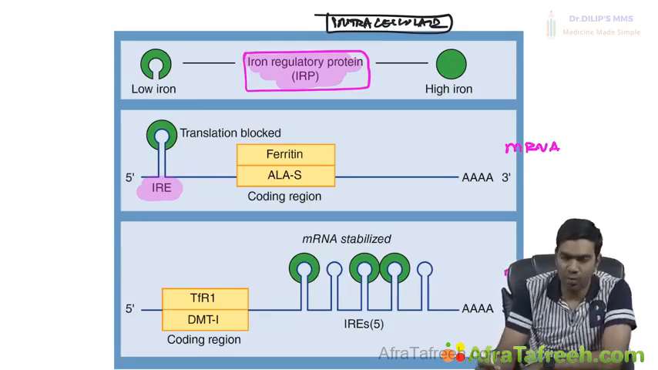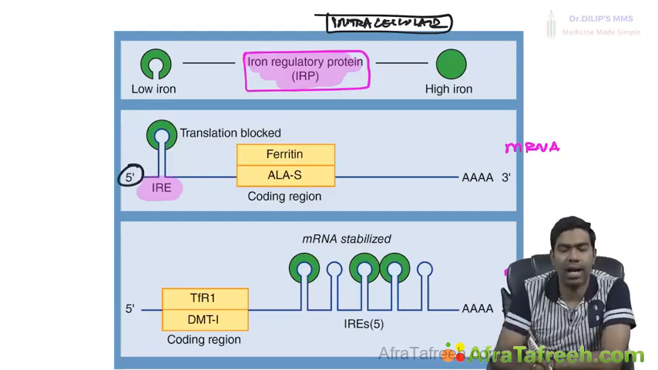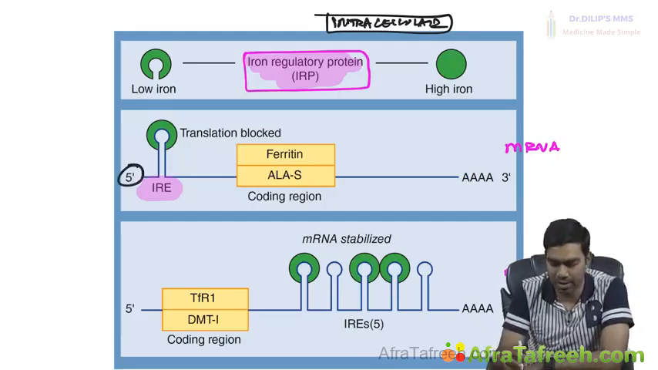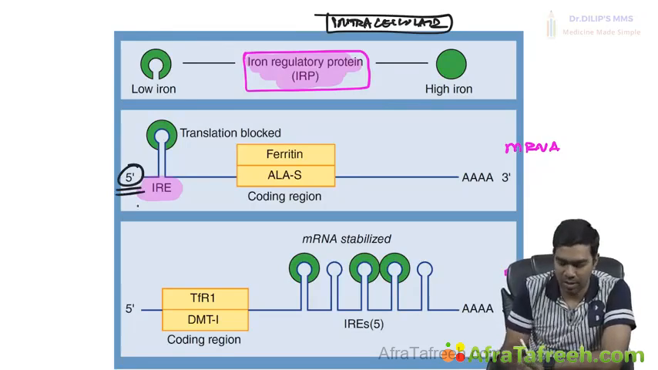So for example, for certain proteins, iron response elements are placed in the 5' region itself, where the beginning of the transcription happens.